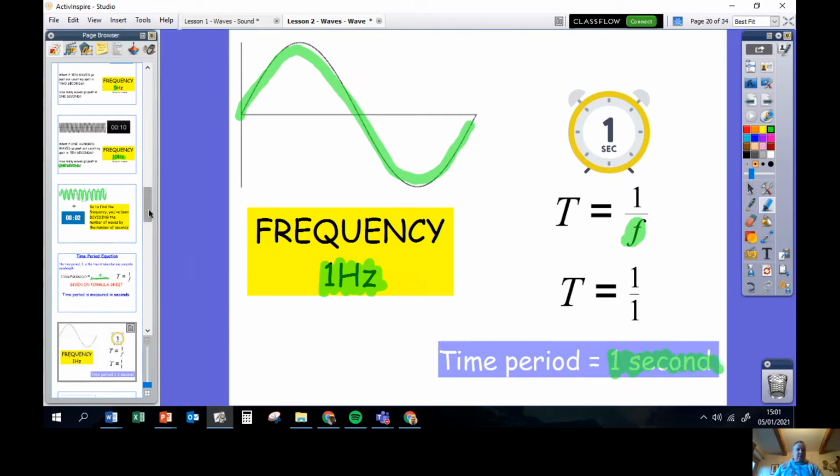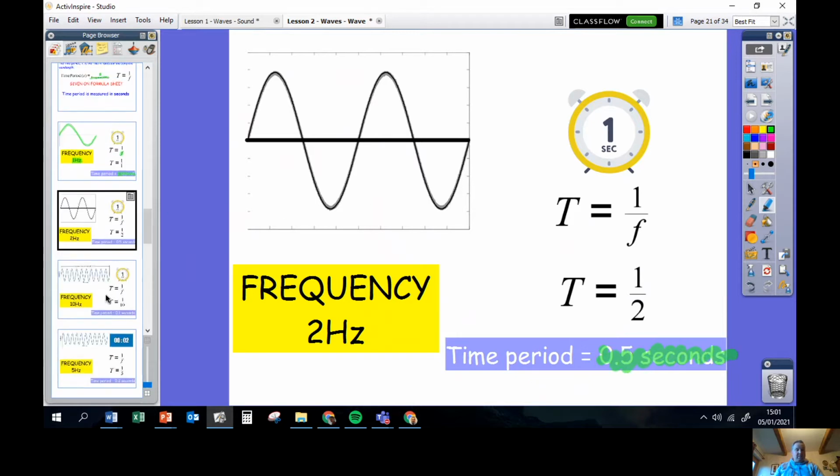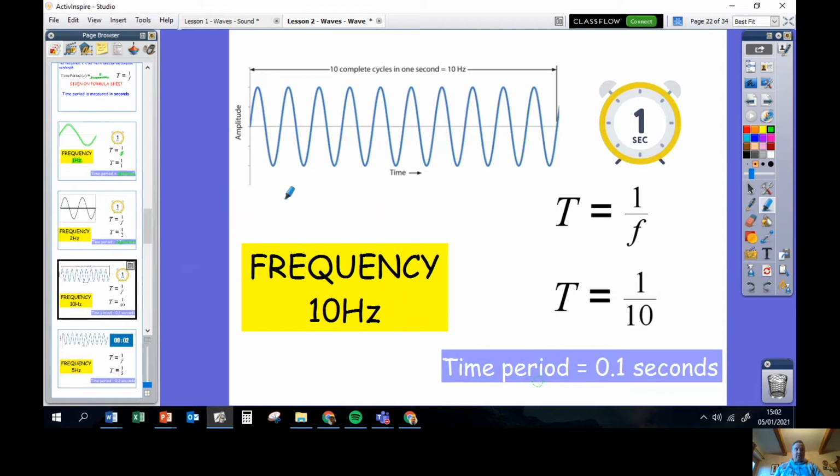What if the frequency was 2 hertz, 2 waves a second? Time period is 1 divided by frequency. 1 divided by 2 gives you a time period of 0.5 seconds. You can see I'm writing the time period in seconds. What if the frequency was 10 hertz, 10 waves a second? The time period is 1 divided by the frequency. 1 divided by 10 gives me 0.1 seconds. You can do that in your calculator.